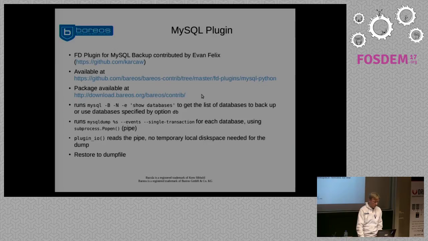Another existing plugin written in Python is a MySQL plugin. The common way of backing up a database is to run a prescript which runs MySQL dump or PostgreSQL dump to the local file system and then use a normal backup to back up the dump file. But if it's a larger database, we probably don't want to have the dump file on the local file system, but rather send the data stream directly to the backup server.